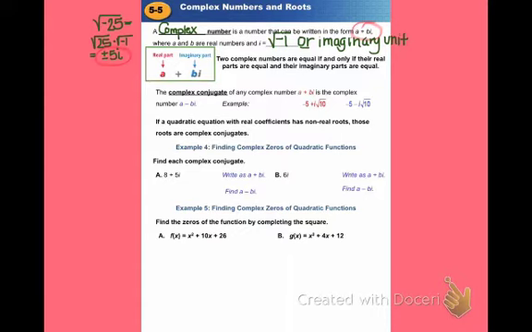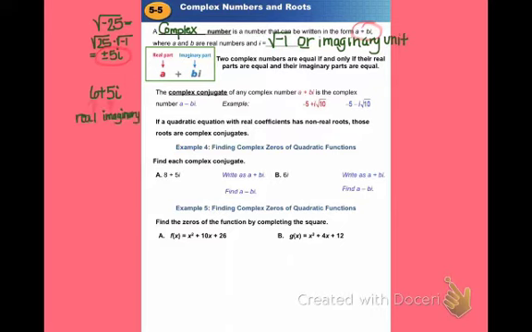The real number part is the a, and what's being added to it is an imaginary part, which has the i. The imaginary unit is i. So if I had something like 6 plus 5i, then the 6 would be the real part, and the 5i would be the imaginary part.